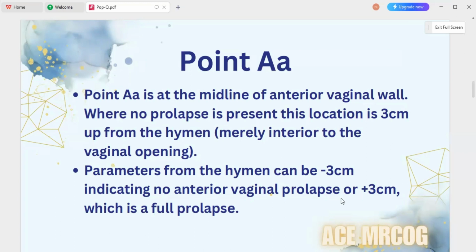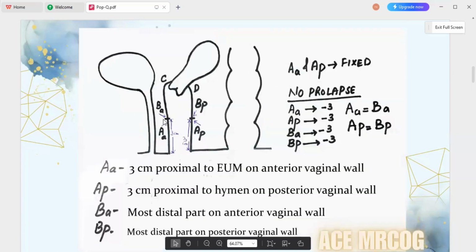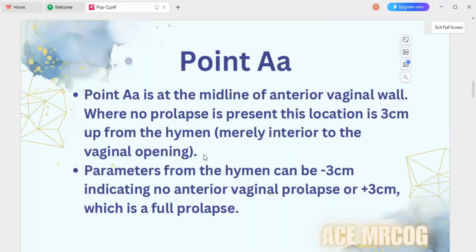And if the prolapse is outside, then it means +3 is a full prolapse. Suppose this is the point; if this point of the anterior vaginal wall comes out this much, like 3 centimeter, it means it's a full prolapse for the anterior vaginal wall. I'm not talking about the prolapse of the uterus, because the uterus can prolapse up to 8 centimeter as well. But I'm talking only about point AA. If this anterior wall point comes out 3 centimeter, it is a full prolapse of +3. So I hope this point is clear to everyone.